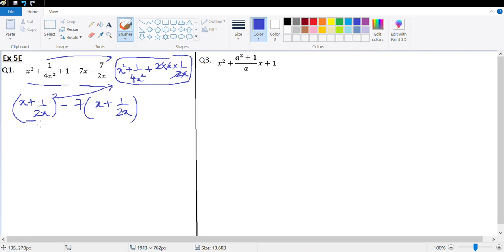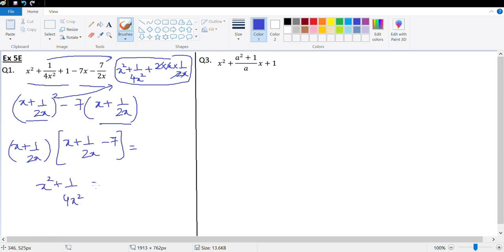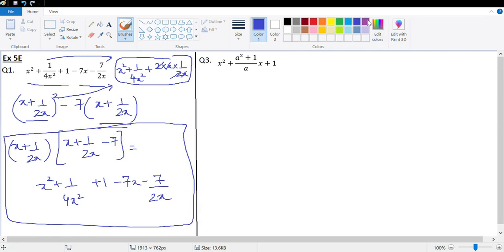So this is basically the first three terms. Now between this term and this term, x + 1/2x is common. So I would take that common. What remains from the first term is x + 1/2x. What remains from the second term is minus 7. So this is equal to (x + 1/2x)(x² + 1/4x² + 1 - 7)... that's the final answer. Good, let's look at the next question.